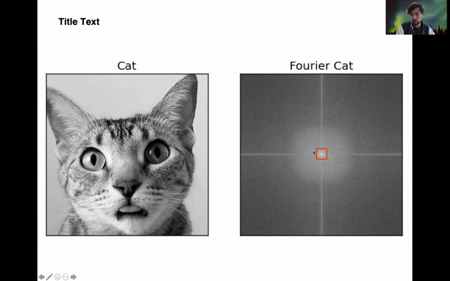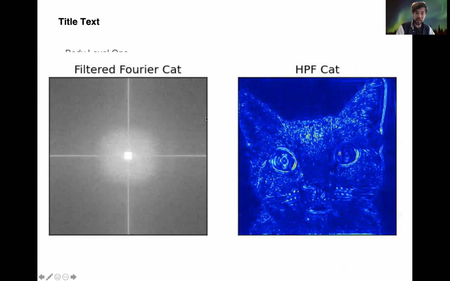And so what I'm going to do, you can see this red box. I'm going to delete everything outside the red box and then do the inverse Fourier transform. Oh, sorry. I'm going to delete everything inside the red box and do the inverse Fourier transform. So now I have no information on the inside.